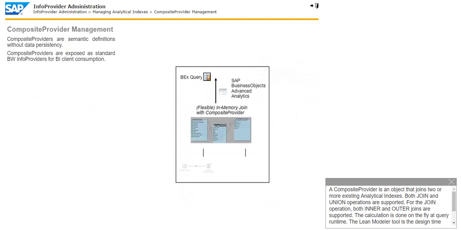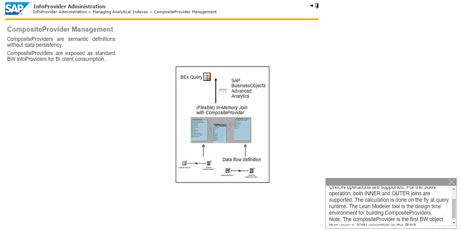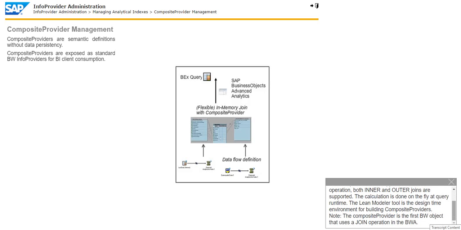A composite provider is an object that joins two or more existing analytical indexes. Both join and union operations are supported. For the join operation, both inner and outer joins are supported. The calculation is done on the fly at query runtime. The Lean Modeler tool is the design time environment for building composite providers. Note, the composite provider is the first BW object that uses a join operation in the BWA.